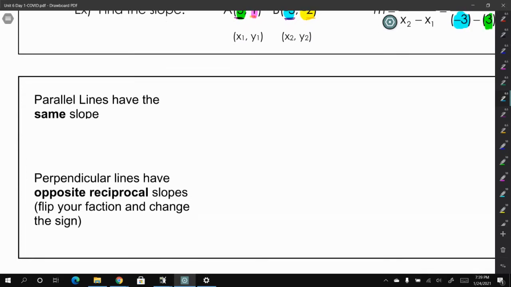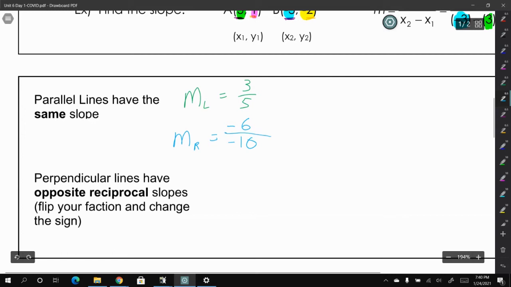When we talk about parallel lines and perpendicular lines, there's something special about those slopes. Parallel lines have the same slope. So if the slope of line L is 3 over 5, and the slope of line R is -6 over -10, you may say, well, those aren't the same, so those lines aren't parallel. However, line R would simplify to 3 over 5.